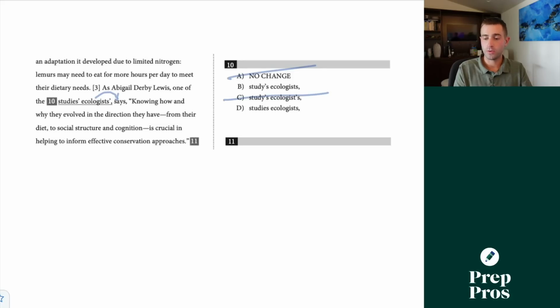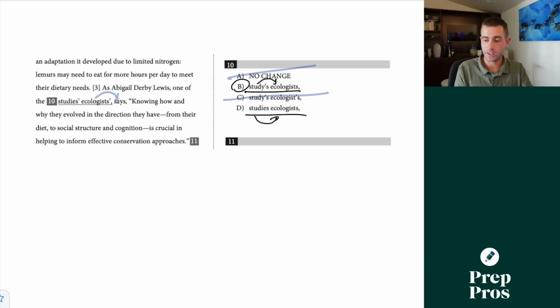Well, now the main difference between B and D is, well, are we saying the study is showing possession of the ecologists, or are we not showing possession? Well, they are the ecologists of the study, therefore I know we have to be showing possession.